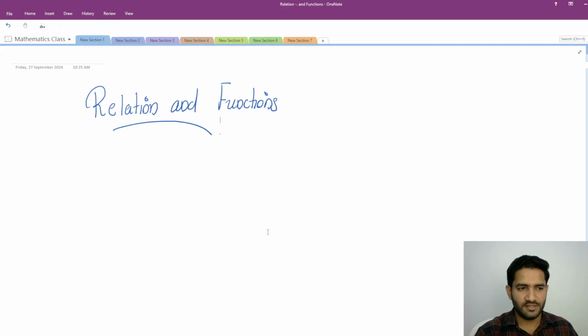Today we are discussing the questions from the chapter Relations and Functions. So the Millenium School, they already finished and completed their half-yearly exam, and we got some questions from relations and functions.